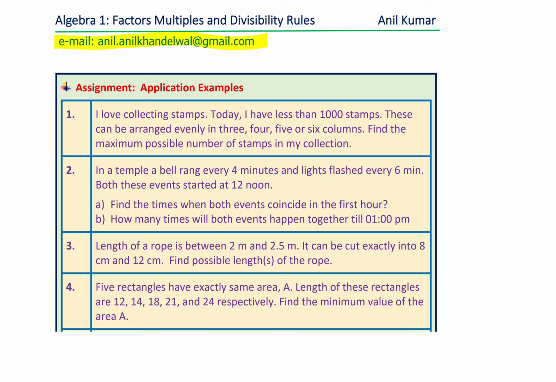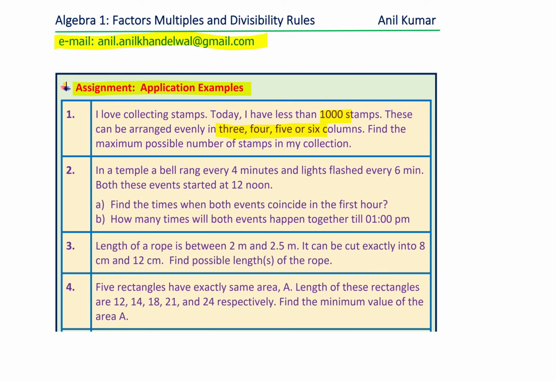I'd like you to pause the video, copy them, and then take them as assignment. So this is an application assignment. Question number 1. I love collecting stamps. Today I have less than 1,000 stamps. These can be arranged evenly in 3, 4, 5 or 6 columns. Find the maximum possible number of stamps in my collection. Correct? So that becomes the first question clearly. When we say that these can be arranged in 3, 4, 5 or 6 columns, we are looking for a common multiple closest to 1,000 but less than 1,000, right? So that should help you.